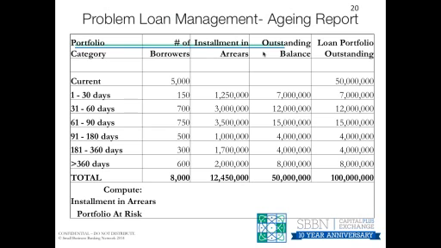Now, what about PAR? PAR requires that you compute not just the unpaid installment, but the outstanding balance of all loans that have missed one installment. So in this case, for example, the numbers that you use will be the sum of the fourth column, which is 50 million, divided by the total loans outstanding. And that will give us 50%. So there is a very big difference if you use these two different ratios.